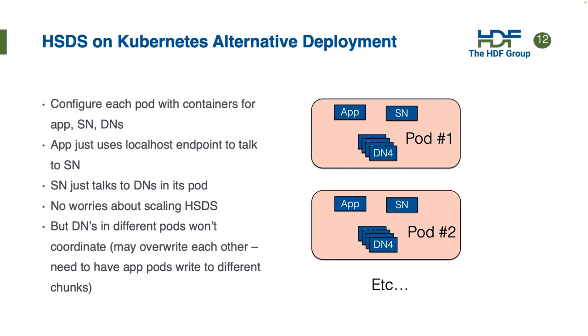And the advantage here is that you can have this flexible scaling, right? As you add more pods to add more throughput to your application, you don't need to worry about scaling HSDS in parallel with that. It just naturally scales because every unit of your application pod has the HSDS containers as well.